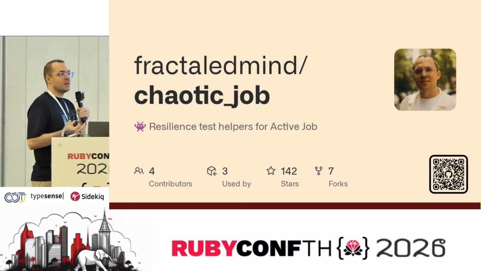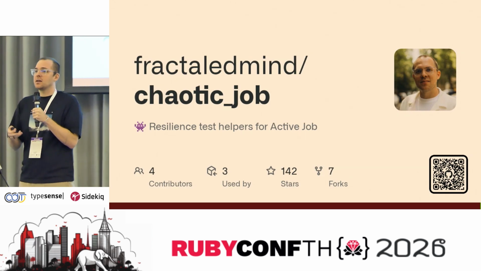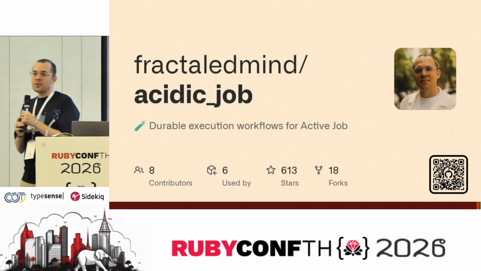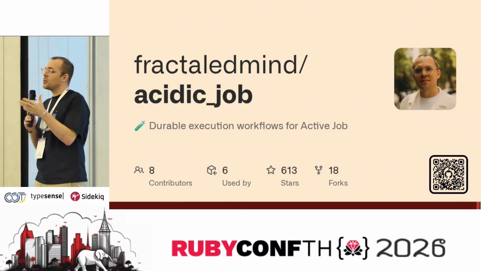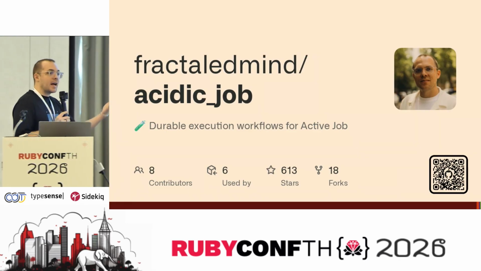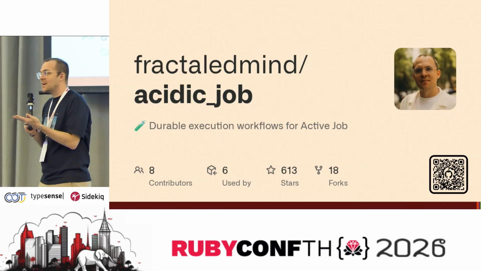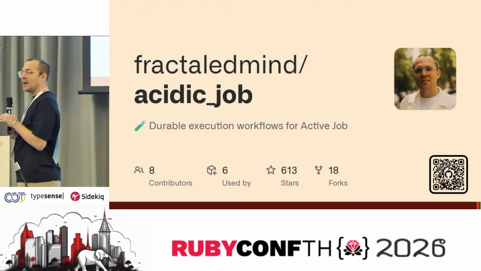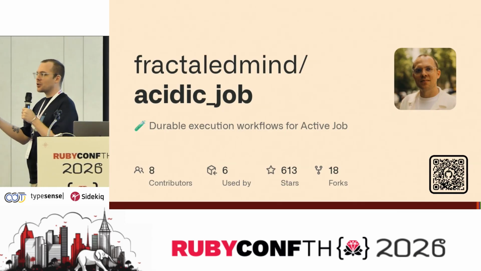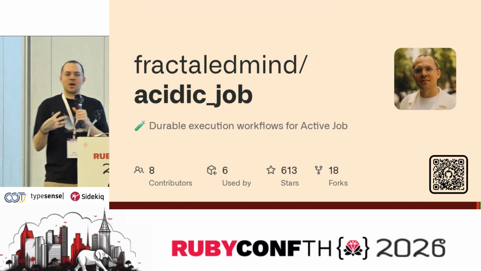If you happen to have interest in writing more resilient jobs, I haven't talked about it, and I won't talk about it, but all of this work comes out of the work I have done on another gem, an older gem called Acidic Job. This is a durable execution engine for Active Job. And as such, I needed to write a lot of tests to make sure that this engine performed correctly under a number of different scenarios. And after writing many, many tests that were very, very ugly, I slowly and surely made those tests good until Chaotic Job came to life. And I extracted it out of the test suite of Acidic Job and made it its own gem.